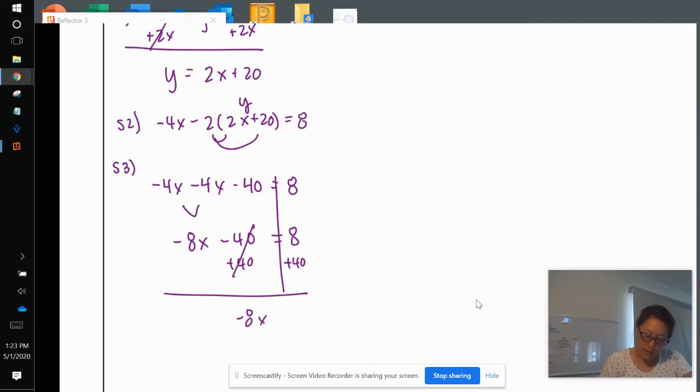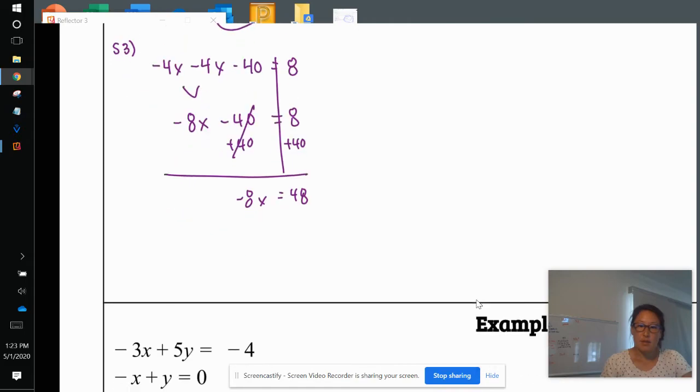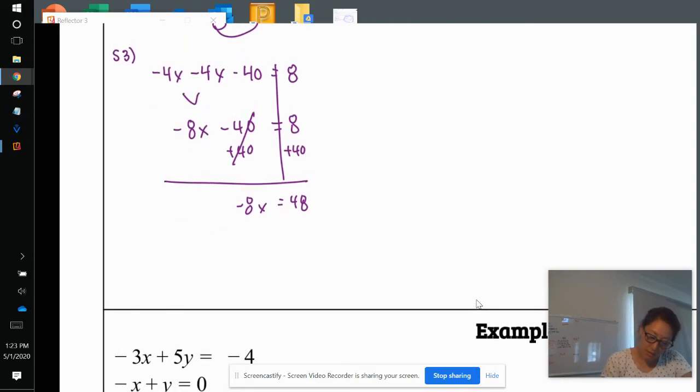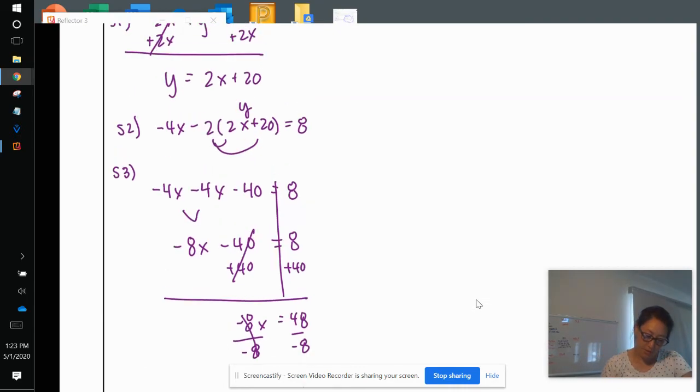Negative 8x is equal to 48. Make sure you write all of this down. Okay. Divide by negative 8. And I get x is equal to negative 6. Questions? All right, what do we do next? That's my question for you.